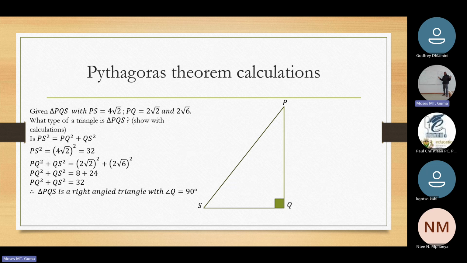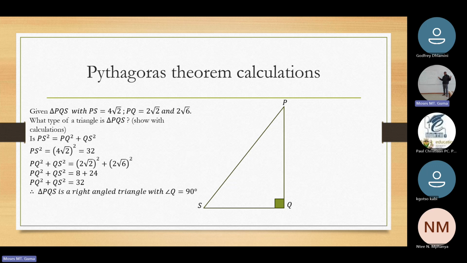Now, I'm taking PQ squared plus QS squared. And PQ is 2 root of 2. Now, PQ squared would be 2 root 2 all squared. QS is 2 root of 6. Now, QS squared would be 2 root 6 all squared. Remember, I don't know whether those are equal or not. I'm proving. I cannot say they are equal before I prove them to be equal.